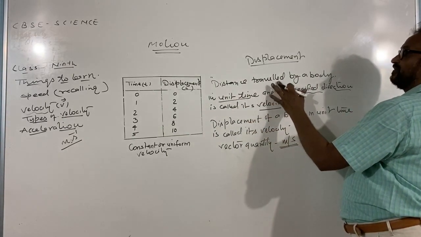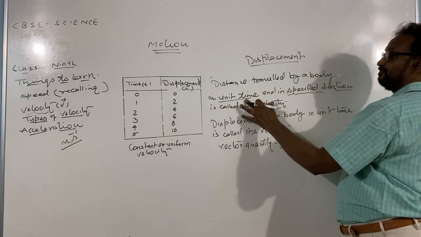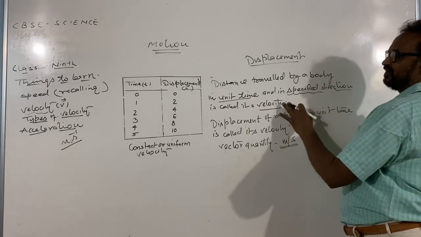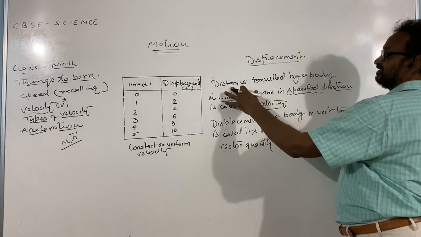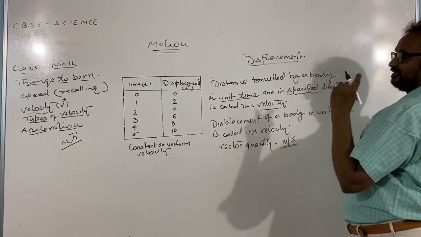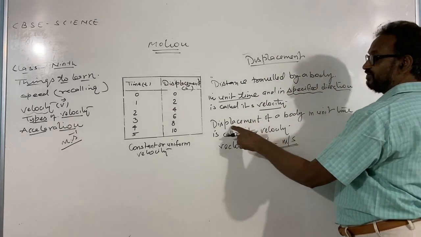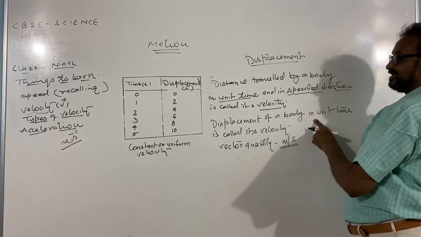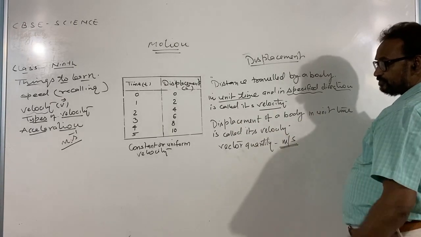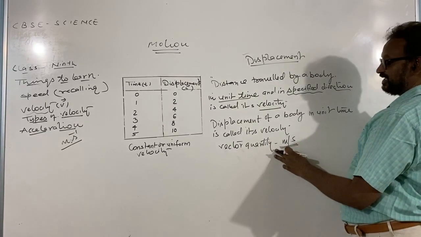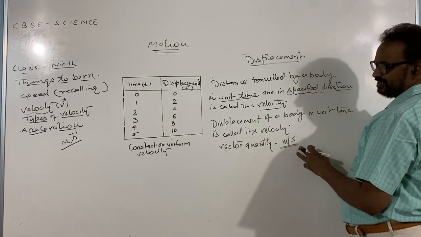Distance traveled by a body in unit time and in specified direction is called its velocity. Distance in specified direction is known as displacement. Therefore, we can define velocity as the displacement of a body in unit time. It is a vector quantity and its SI unit is meter per second.